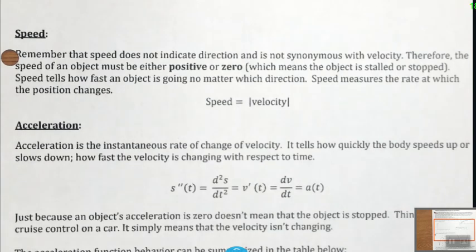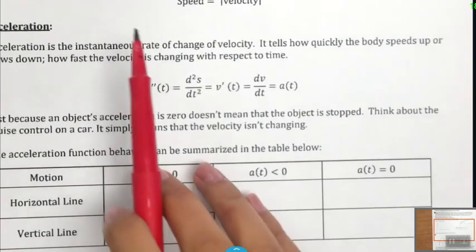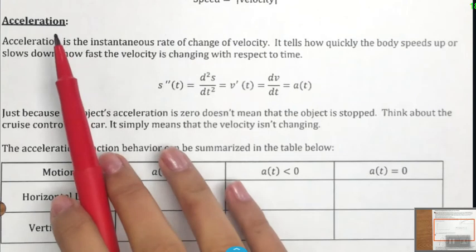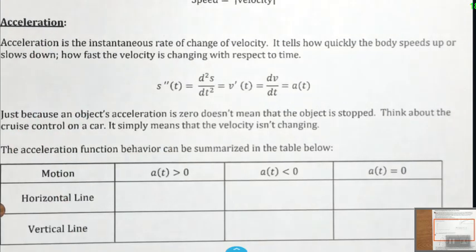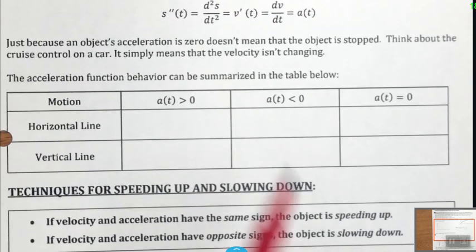And then when you find the rate of change of velocity, that's called acceleration. So it tells you how quickly something speeds up or slows down, how fast the velocity is changing with respect to time. Okay.